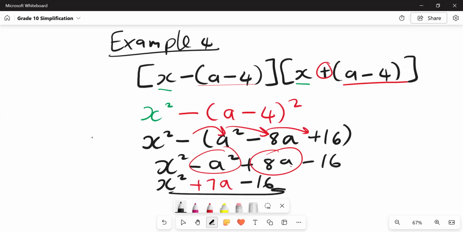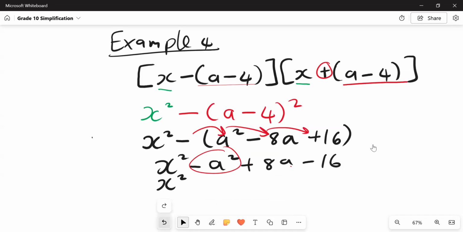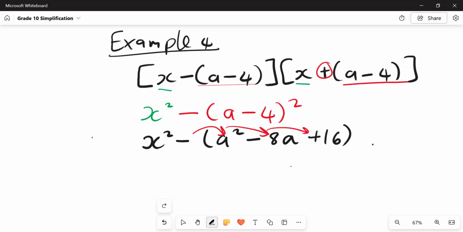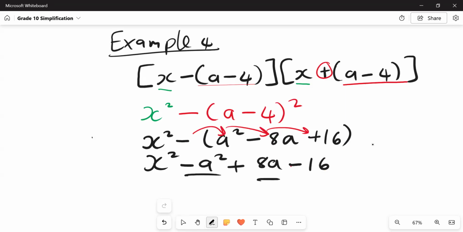So this is the final answer, right? Okay, wait, let me see. I was rushing, sorry about that. I see that those are not like terms. You have your x squared there, minus a squared, and then plus 8a, and then minus 16. These are not like terms. Sorry about that. So which means now this is your final answer.